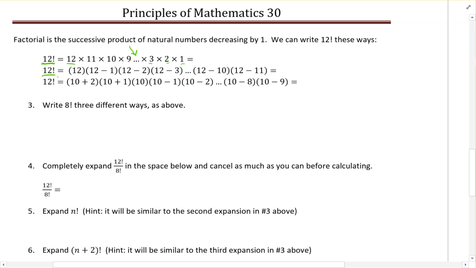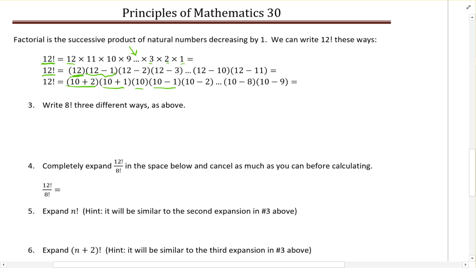And then we could also write it as 12, and then times 12 minus 1. This is 11, right? So we're just writing it a different way. And then 12 minus 2, 12 minus 3, dot, dot, dot, 12 minus 10, 12 minus 11. So we could do it like that too, right? And then you could also write it as 10 plus 2, which is 12, 10 plus 1, which is 11, 10, which is 10, 10 minus 1, which is 9, and dot, dot, dot. You can see the pattern happening there, right?